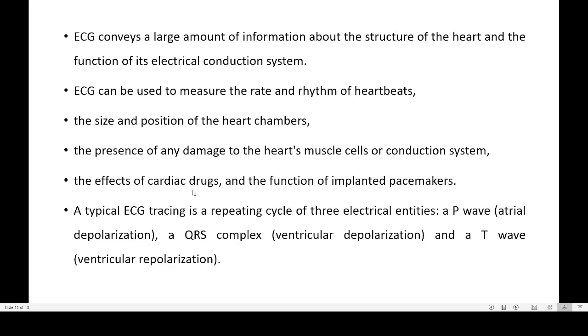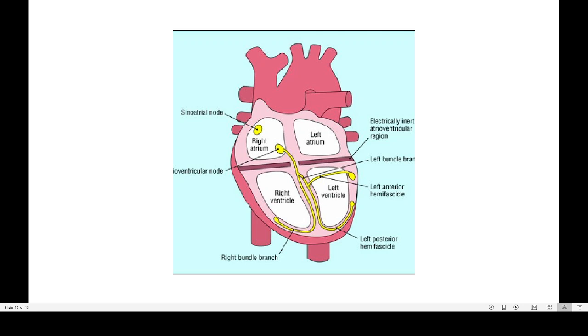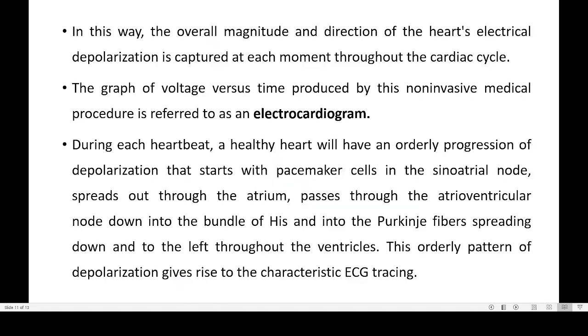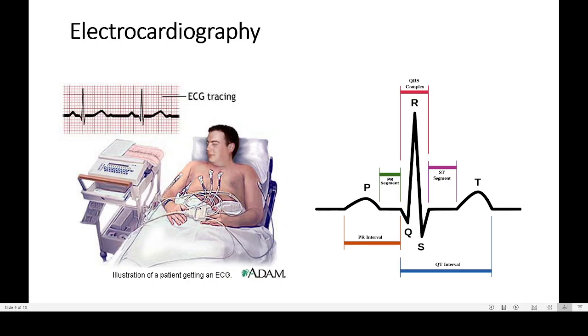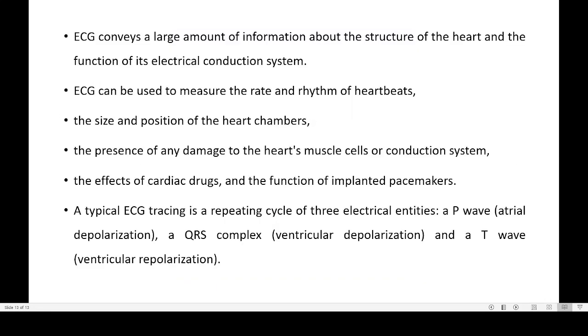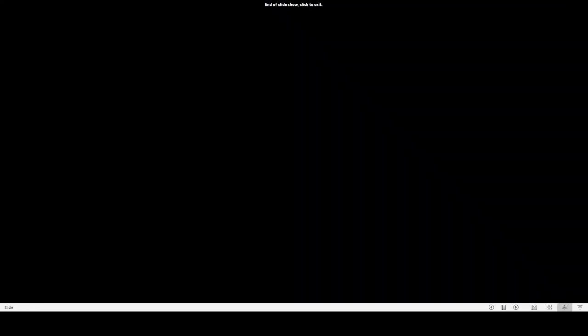Then we have cardiac drugs, how the cardiac medicines are affecting the person, whether after intake of the heart-related medicines the patient is having any improvement. That can also be monitored by using this technique known by the name ECG. Then also the working of the pacemaker, whether the pacemaker is producing the right kind of electrical conduction in the heart, that can also be measured.